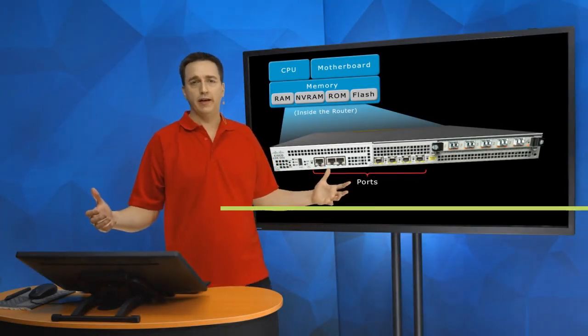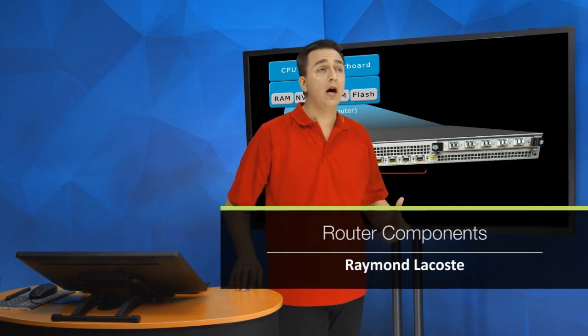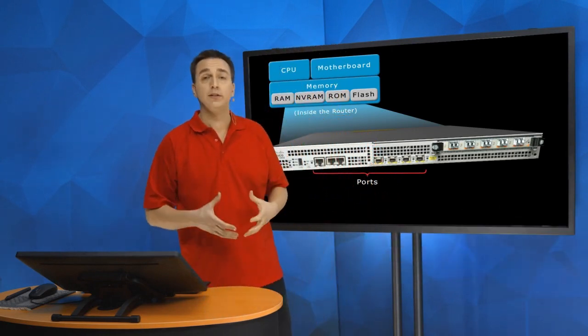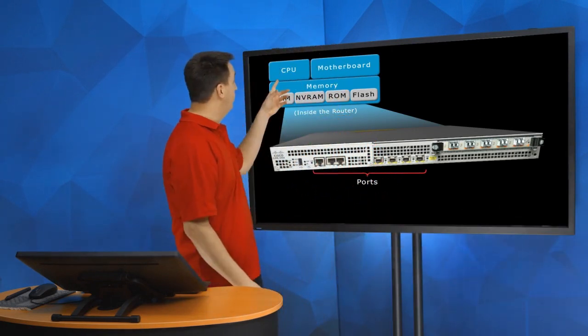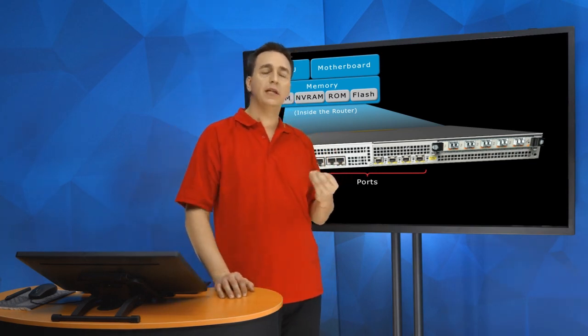What does a router look like? Well, it's just a metal box. That's really what it is. And that metal box is going to have various components inside of it. A CPU. What's the CPU for? Processing. That's right. Processing information.